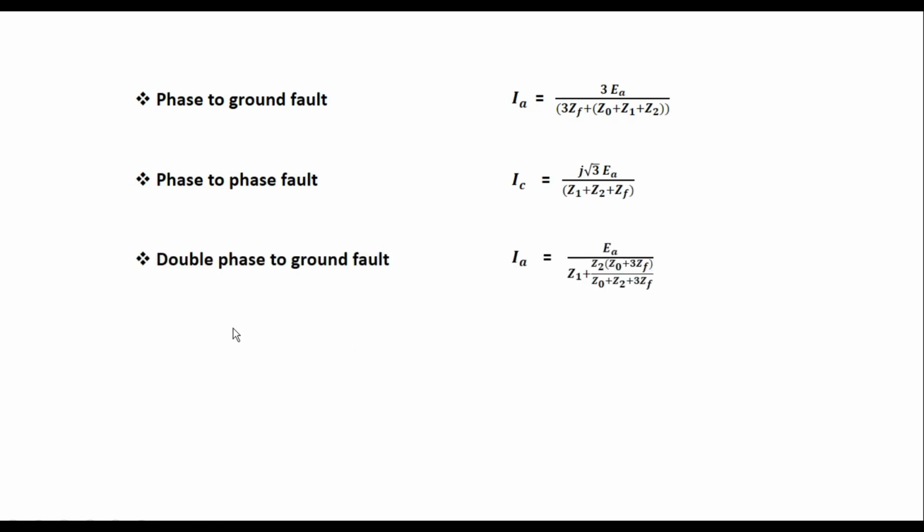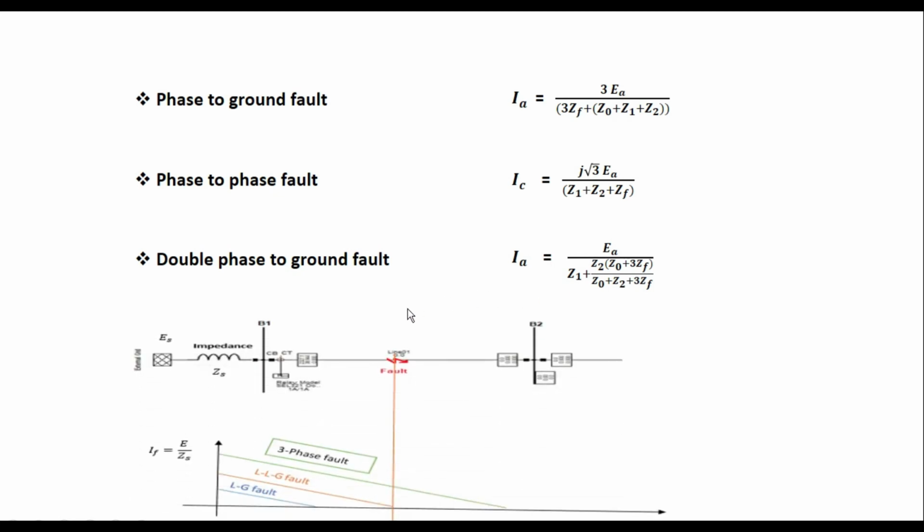If we consider different types of faults, such as phase-to-ground fault, phase-to-phase fault, and double phase-to-ground fault, as you see in the expressions provided here, the current due to a fault at the same location is different for different types of faults. Therefore, the relay cannot operate properly.